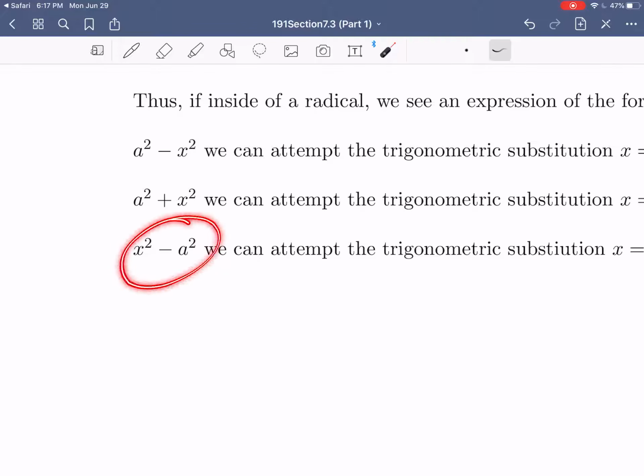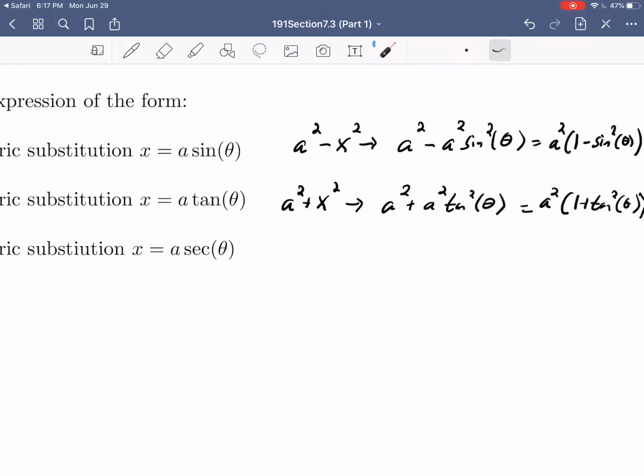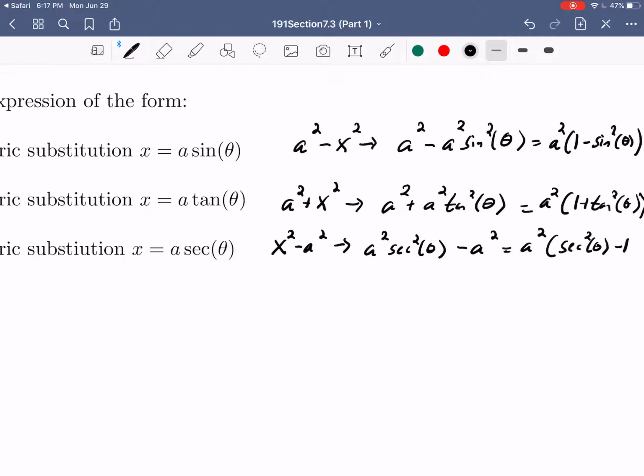Finally, if you see something like x squared minus a squared, you can try x equals a secant theta. So you would get a squared secant squared theta minus a squared. Do the same trick, factor out the a squared, and you get secant squared minus 1. And then, of course, the Pythagorean identity lets you change that into a tangent squared.